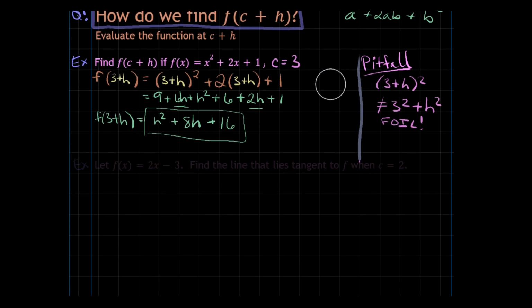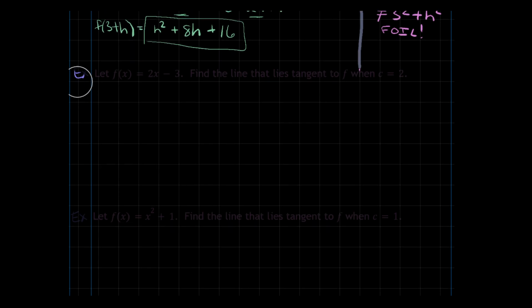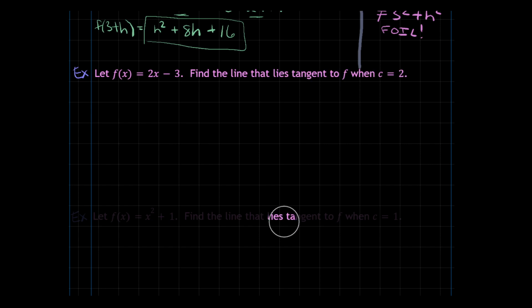Okay, so now that we know how to find f of c plus h, let's go ahead and find the slope of a tangent line given some function. Find the line that lies tangent to this linear function when c equals 2. Now, if we stop and think about this for a minute, this function is linear. It looks like this. 1, 2, 3, y-intercept of negative 3, and a slope of 2. So it's going to look like that.